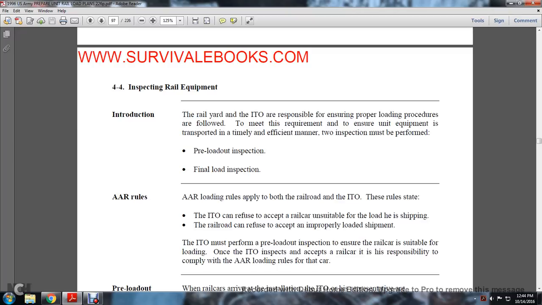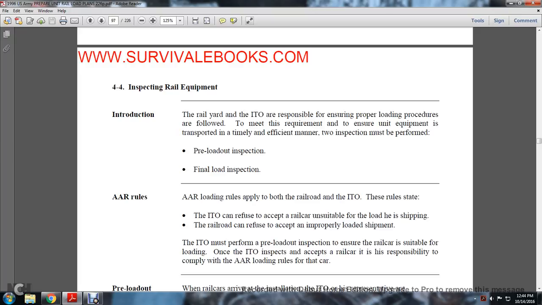404, inspecting railway equipment. The ITO is responsible for the proper loading procedures to follow to meet the requirements and to ensure that the equipment is transported in a timely, efficient manner. Two inspections must be performed: the preload inspection and the final load inspection. The Association of American Railroads rules.